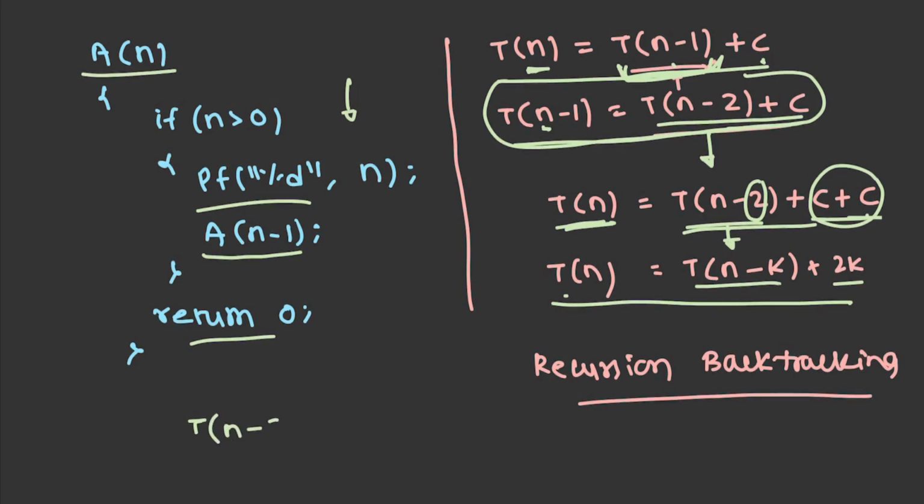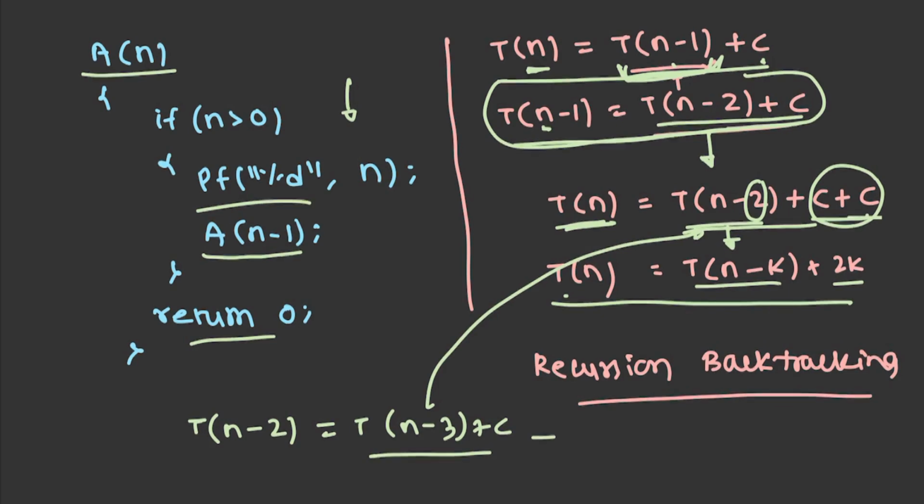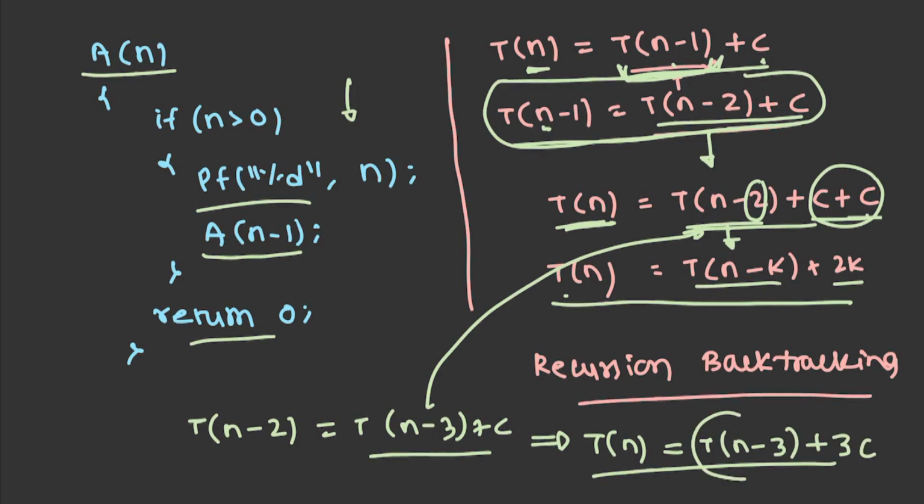Then T(n-2) is equal to T(n-3) plus a constant. Just try to substitute it in the place of T(n-2). Then it will actually become T(n) is equal to T(n-3) plus 3c. So, it can be represented as T(n-k) plus k times a constant.